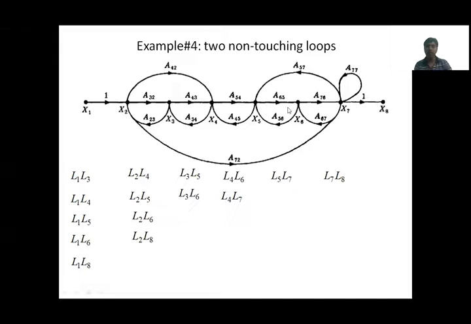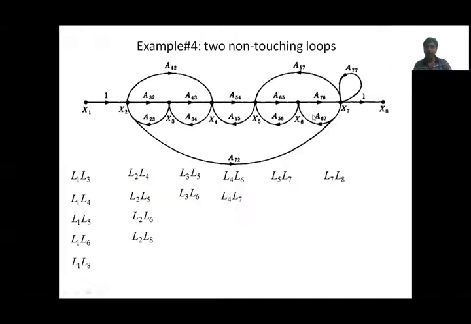L7 touching and L8 touching. So remaining all loops are touching. Then leave it. Then L5.